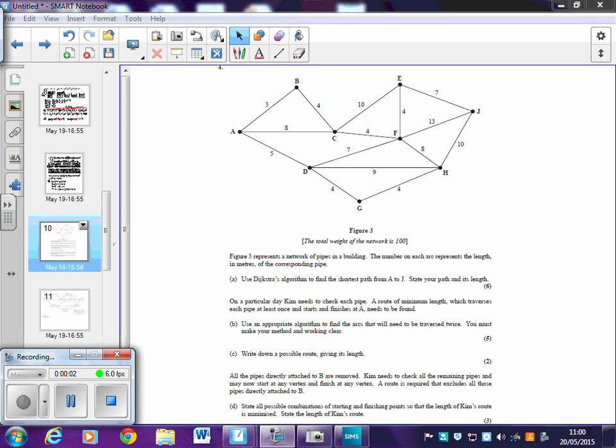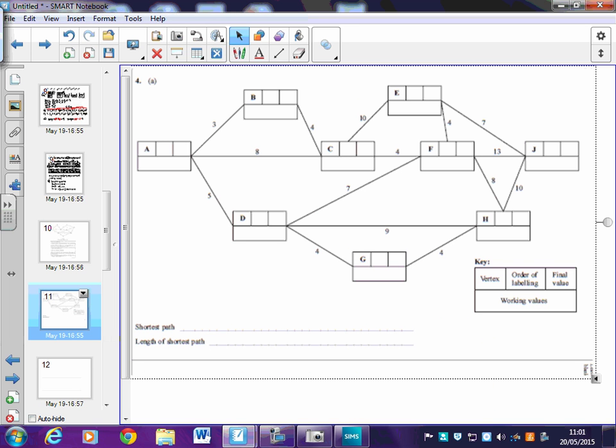Question number 4. We've got some pipes in a building, and the numbers represent the length in meters of that pipe. Okay, we want to use Dijkstra's algorithm to find the shortest path from A to J, stating the path and its length. Alright, so for Dijkstra's, we always start off labeling the initial box, so box number 1, and we've travelled 0 to get there.